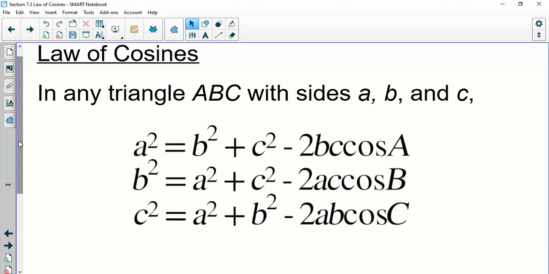So law of cosines has three different versions, depending on if you were looking for side A, B, or C. And in that, it's kind of like the Pythagorean theorem. And in fact, in the case where C is a right angle, it does work out to be the Pythagorean theorem. But this allows us to find any side.